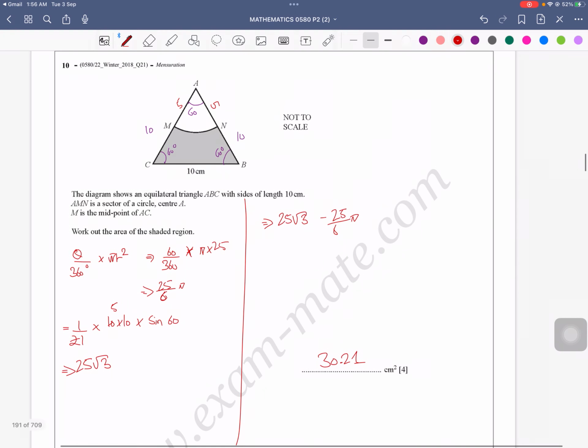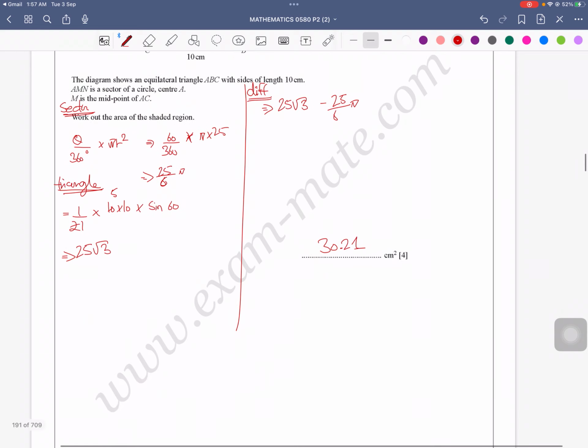Right, so simply we found the area of the sector, which is here, and we found the area of the triangle, which is here, and we subtracted both of them, right? So this is the difference, that is the shaded region.